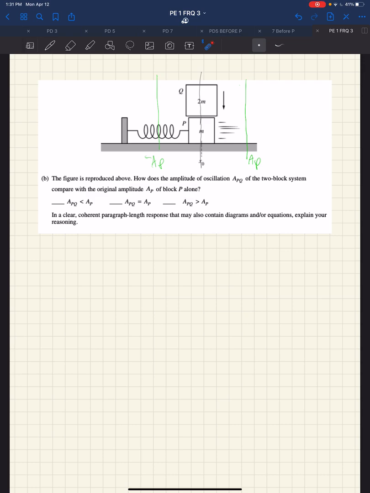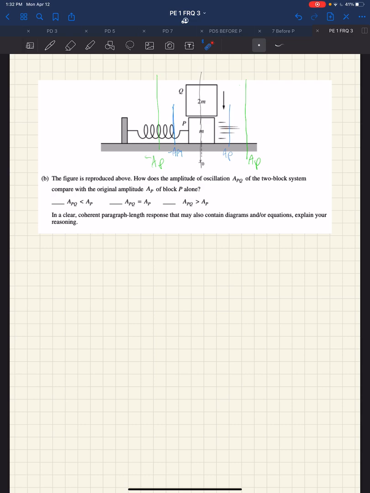is equal to the kinetic energy at minus AP. And what we determined previously was that the velocity would decrease after block Q is stuck to P because of conservation of momentum. So this velocity will instantly decrease, which means its kinetic energy decreases, resulting in a lower amplitude, minus APQ and APQ. And again, that's because less kinetic energy, less potential means less stretch.